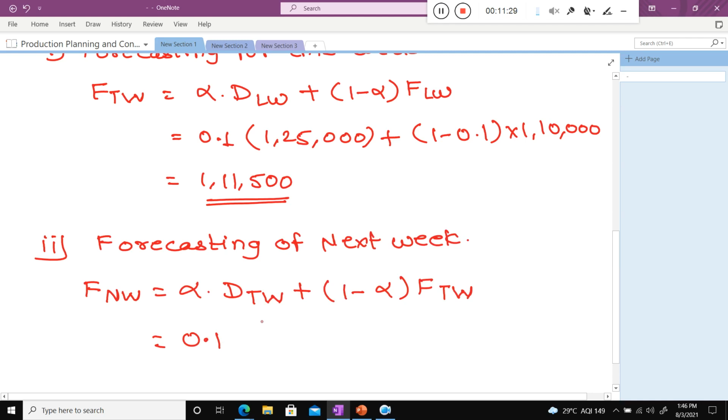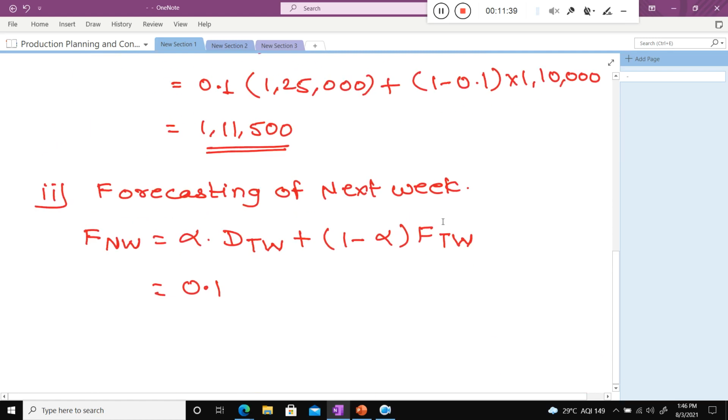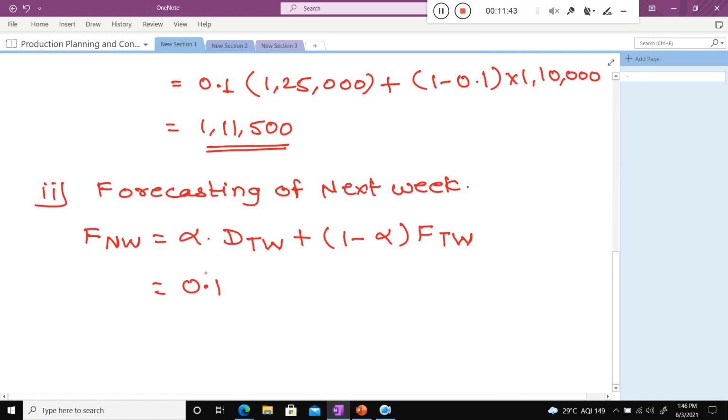What is the demand of this week? 1,20,000. So 1,20,000 plus 1 minus alpha, and FTW we just found out, that is 1,11,500. Can you calculate quickly, class, what will be the next week forecast?